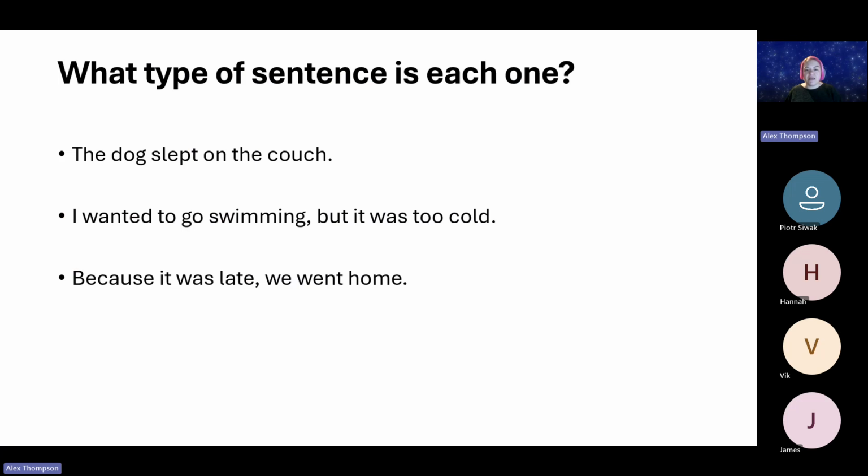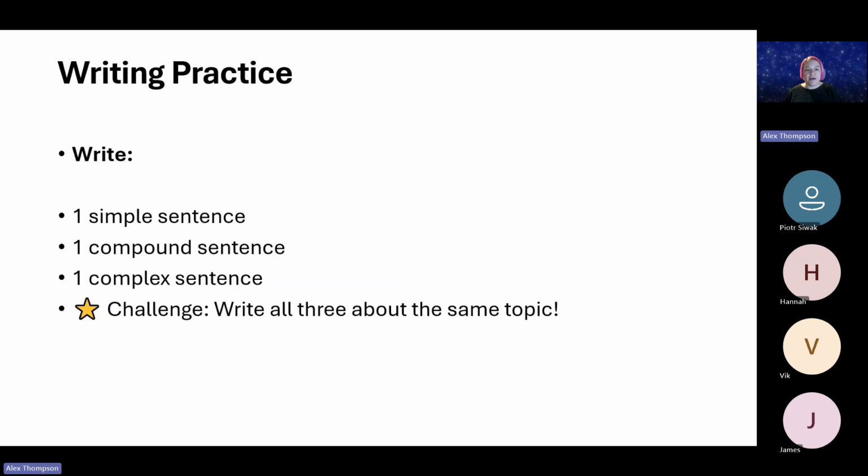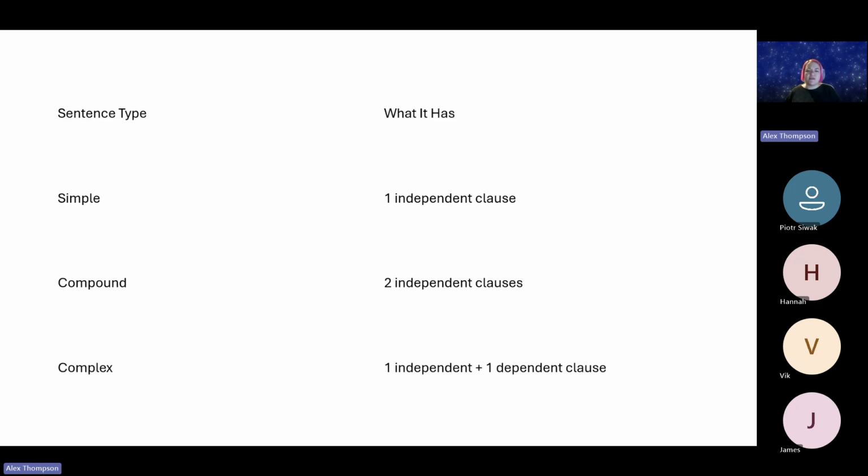So we looked at the three examples. We have a little bit of practice, should you want to. And then I tried to break it down a little bit. So I wrote this, it's meant to be two columns. On the left-hand side, it tells you those three types of sentence, and in the right-hand column, it tells you what they're made of, what the building blocks are.